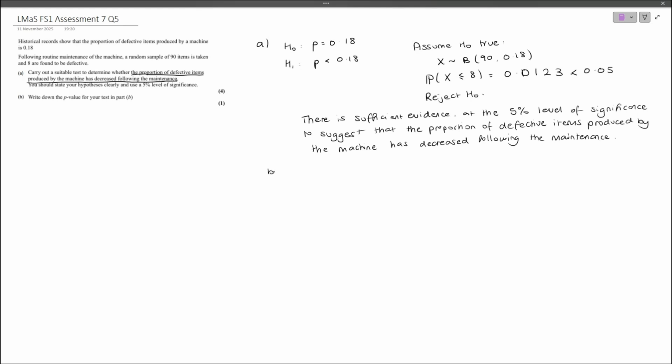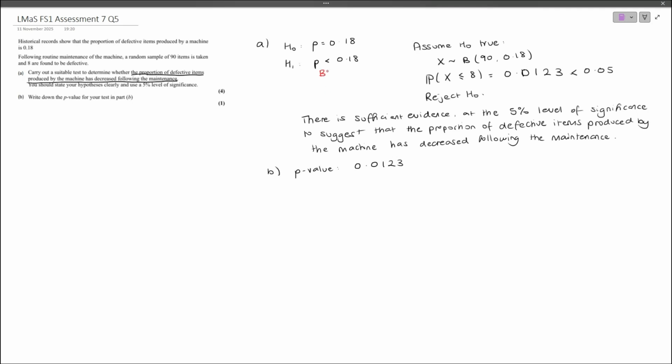Part B asks us to write down the p-value for a test. And the p-value is the probability of observing a result as unlikely as the one you've observed. We actually calculated a p-value whilst doing the hypothesis test. This is 0.0123. So where do the marks come from?